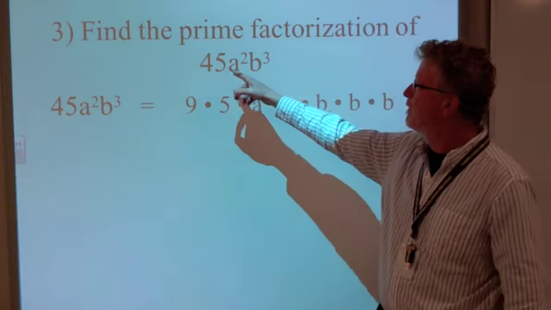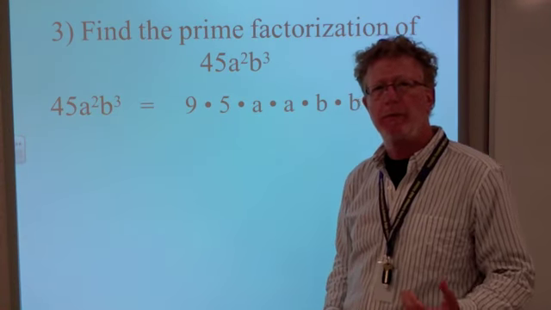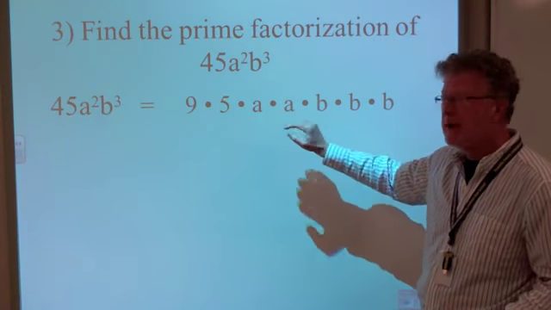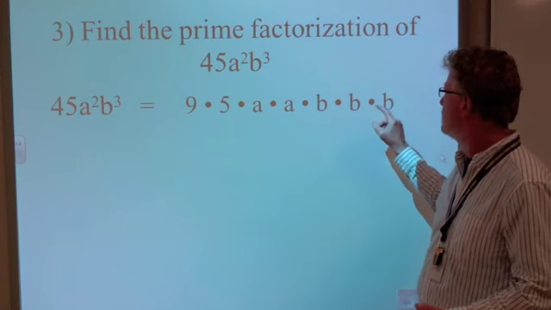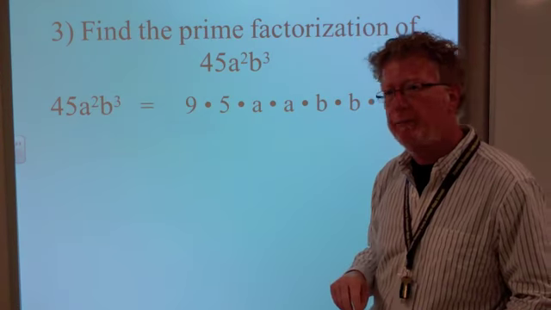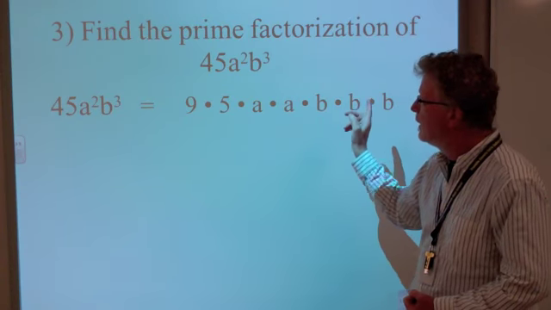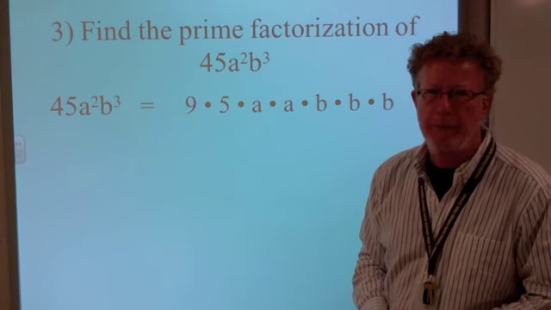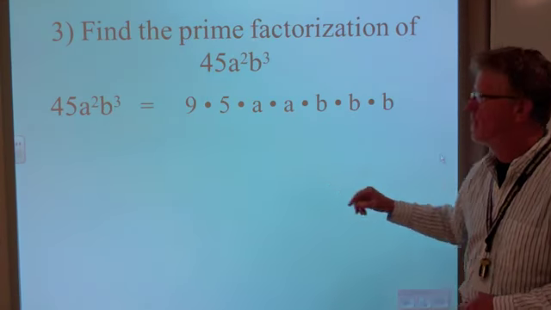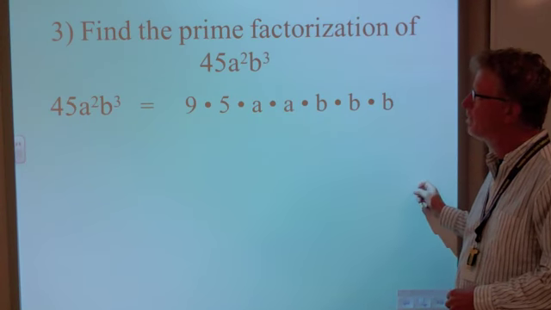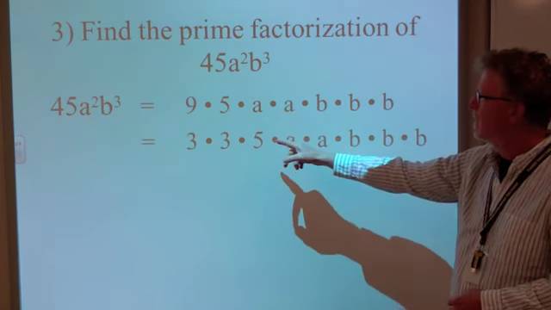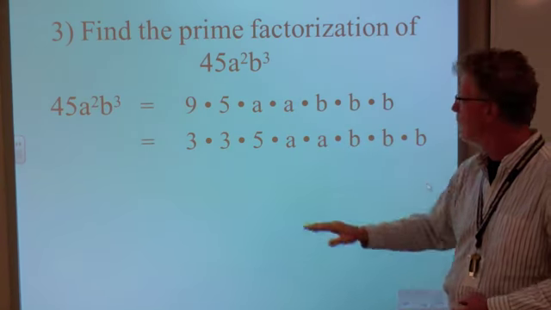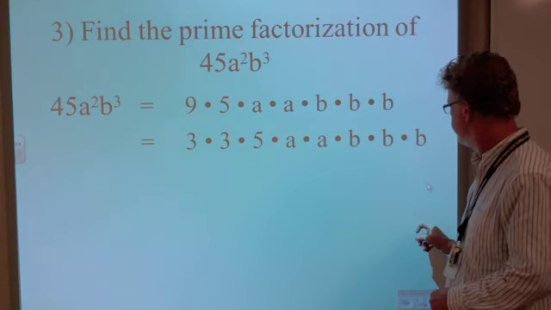So if we break down 45, now we all know that 5 times 9 is 45. Then we have our a times a, that's the same thing as a squared. B times b times b is b cubed. Now, is there anything else that can be broken down further? Of course you recognize that the 9 could be 3 times 3. 3 times 3 times 5 times a times a times b times b times b. This is what you have here.